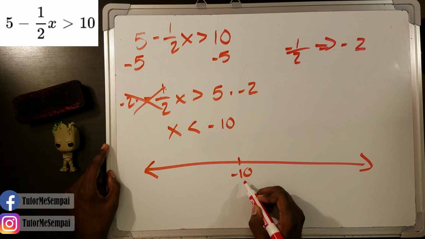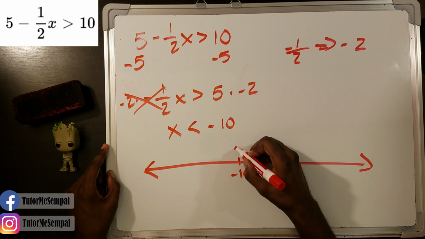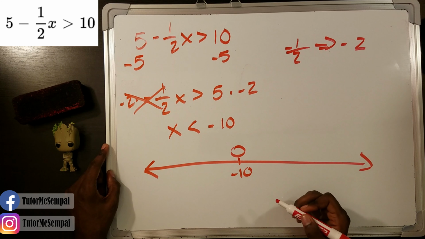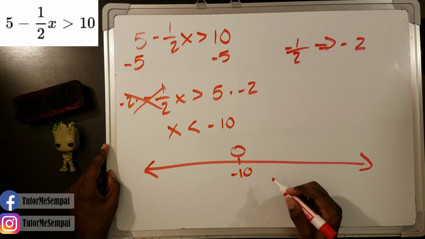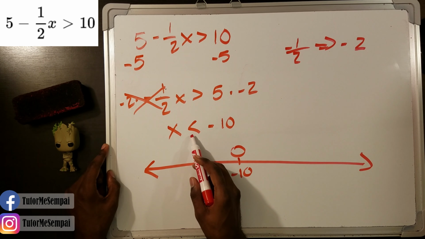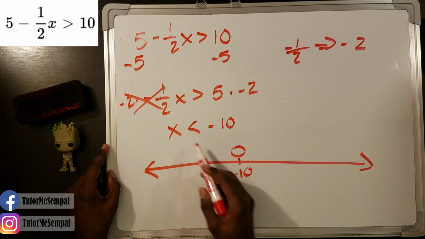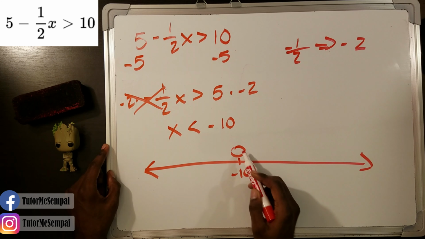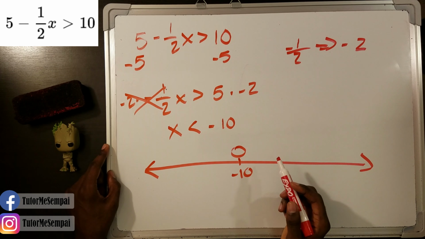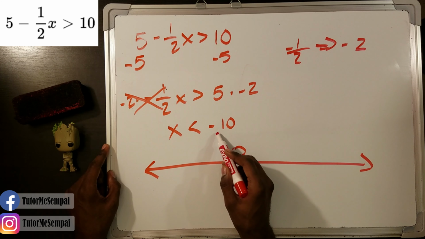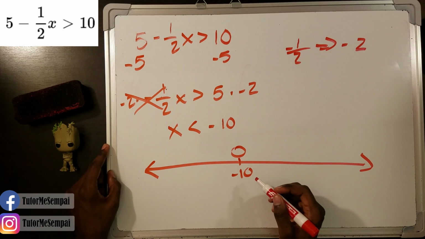So we have this negative 10, right? We're going to start here. We're going to have a circle. Is it going to be an open or closed circle? Do I need to fill this in? Well, we look at this, and we see that there is no equal sign here. So if there's no equal sign, we don't fill it in. Okay? Now we look at which x's will make this statement true.